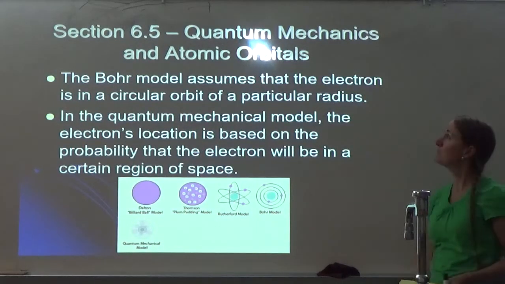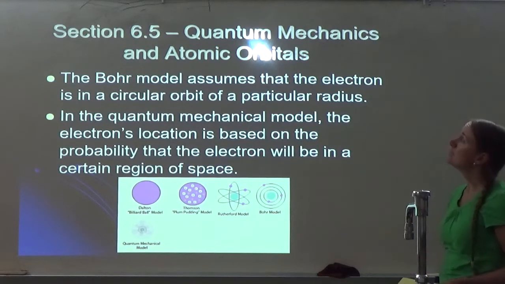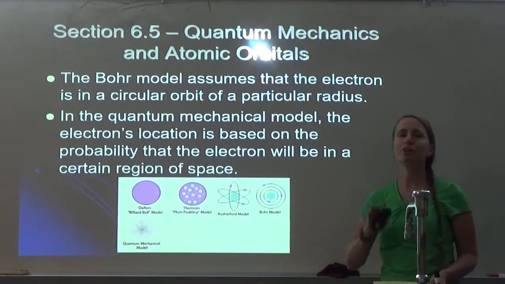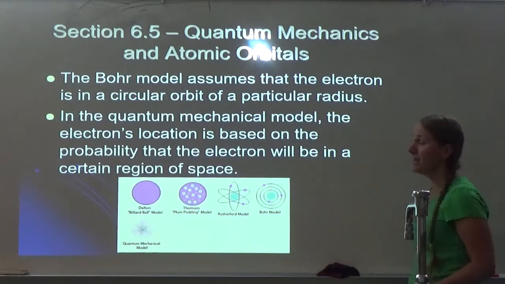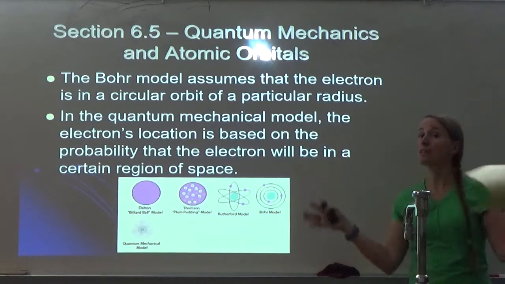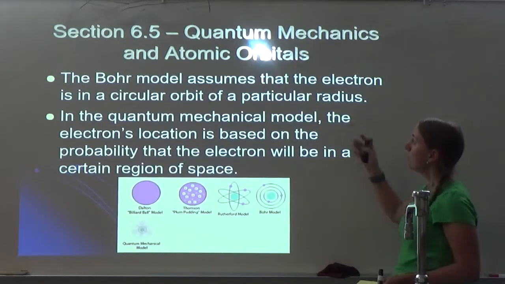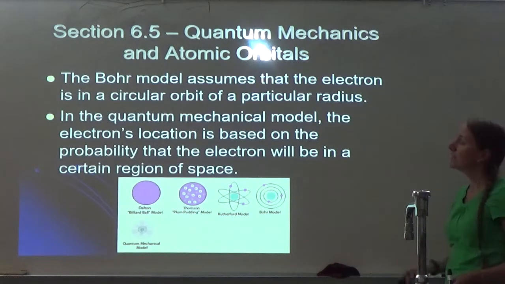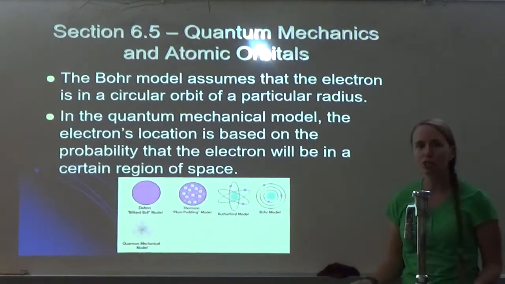So, last section for this video, quantum mechanics and atomic orbitals. The Bohr model assumes that the electron is in a circular orbit of a particular radius. So remember, he's kind of putting it like a solar system. We now know, or hopefully you remember from Honors Chem, that the orbitals and energy levels and sublevels all have very odd shapes. So in the quantum mechanical model, the electron's location is based on the probability that the electron will be in a certain region of space. So that's where we start getting those weird shapes that we'll see.